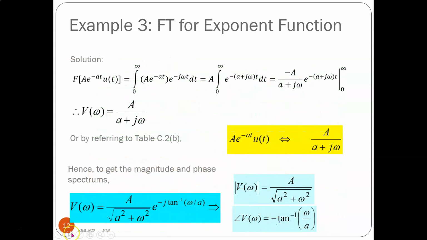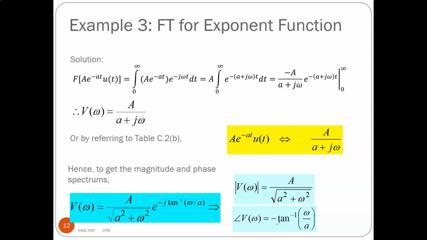Now we look at another example, the Fourier transform for the exponent function. We want to find the Fourier transform for A exponent negative a t u(t). If this is not correct in your notes, please correct it. When exponent negative a t is multiplied by u(t), the unit step function, it means this function has only the positive side, because the negative side of the unit step function is 0.